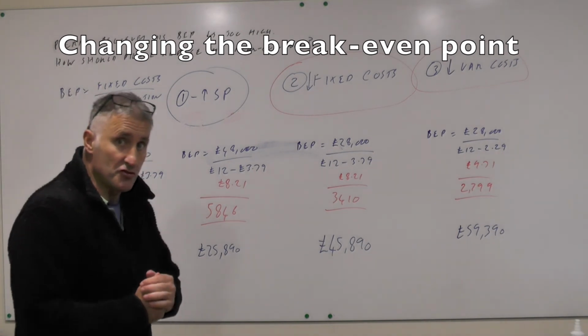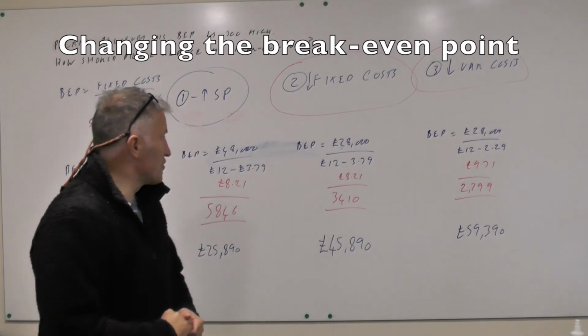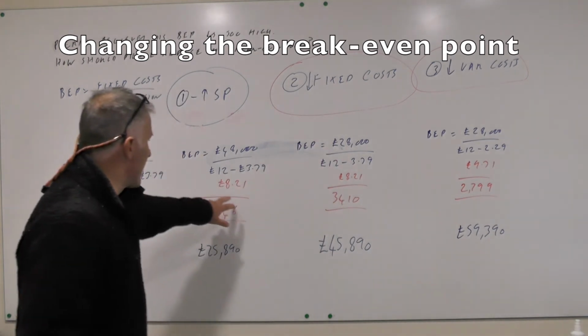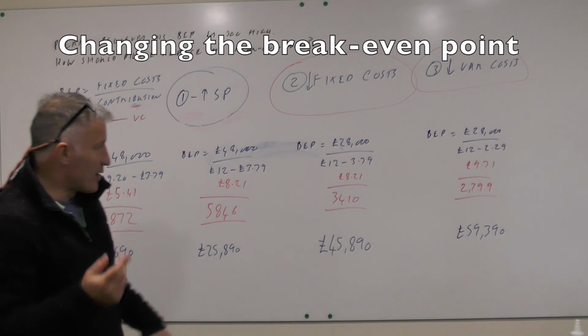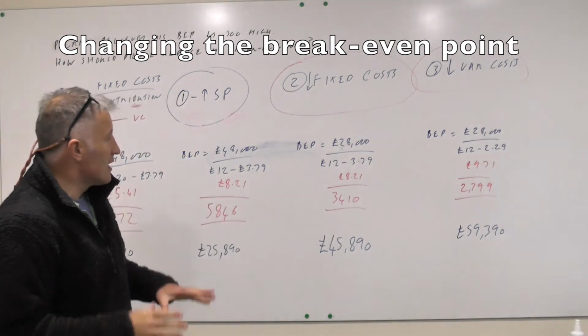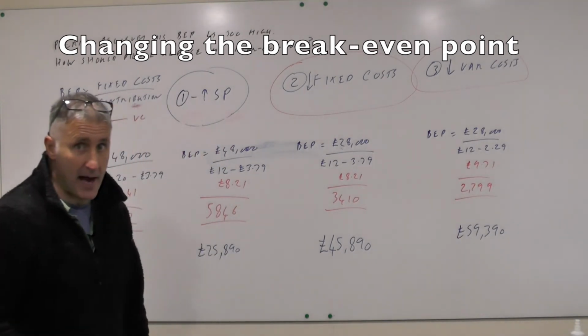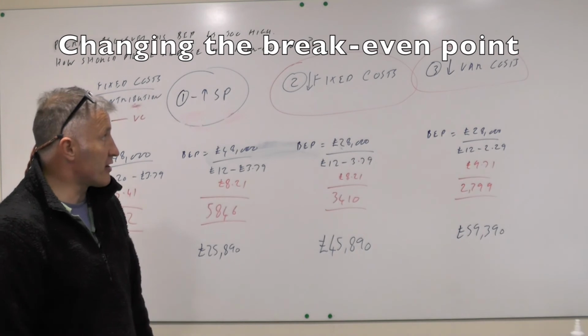Or the third thing he can do to reduce his break-even point and also increase his profits is to reduce the fixed cost. So it's now 28,000 divided by £8.21. So his break-even point is now 3,410. At 3,410, if he sells 9,000 t-shirts, he's going to make a profit of £48,890. However, let's take the third scenario on here.